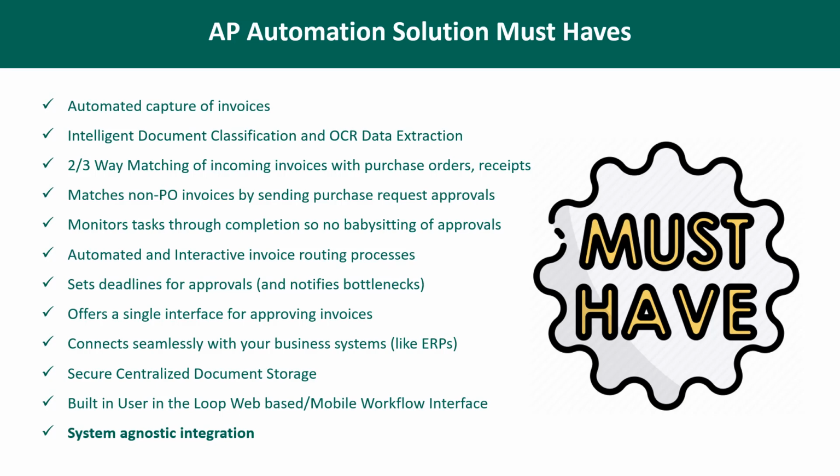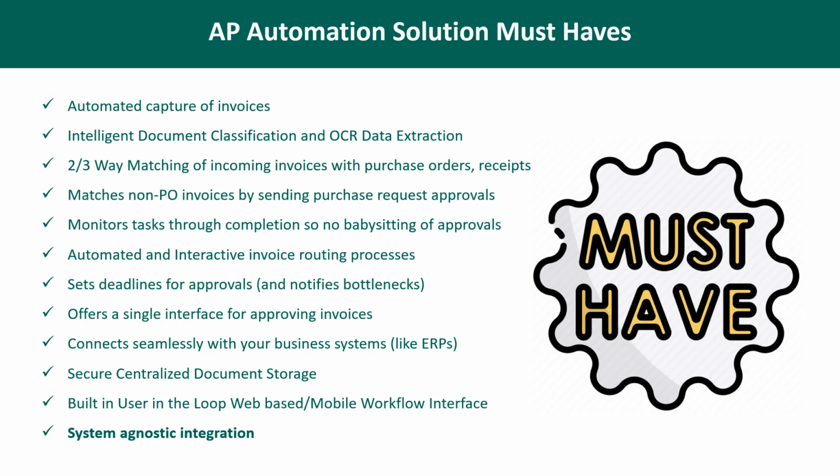Single interface, right? We don't want to be bouncing around to different interfaces for approval people. So we want to give everything in one single interface. So that is key to the process. And that's going to be key to two parts of the process you'll see today, at the AP level and then also at the approver level. Connect seamlessly. So the last one is to connect seamlessly with your business system, right? Like the ERP or financial system, and system agnostic integration, I think are key to this process.